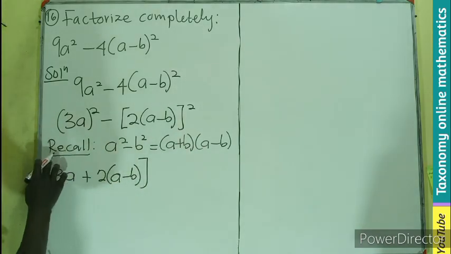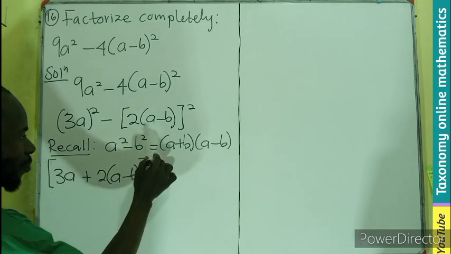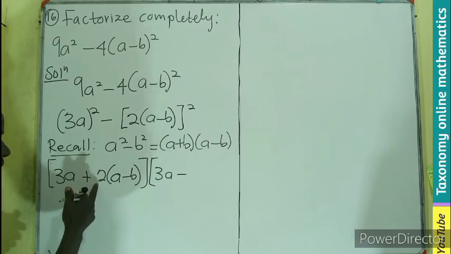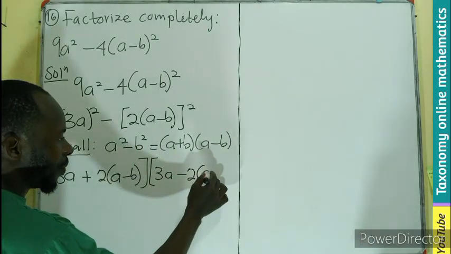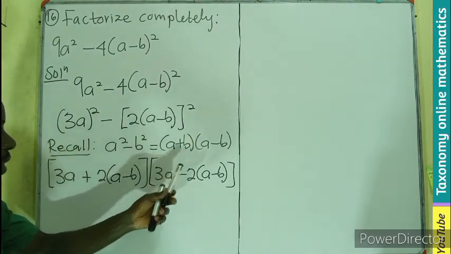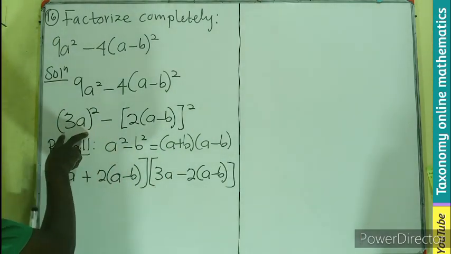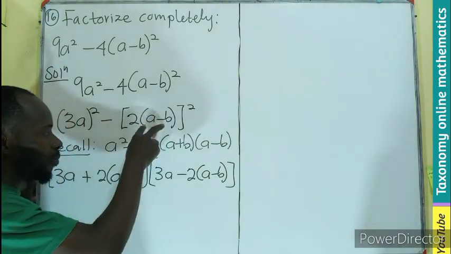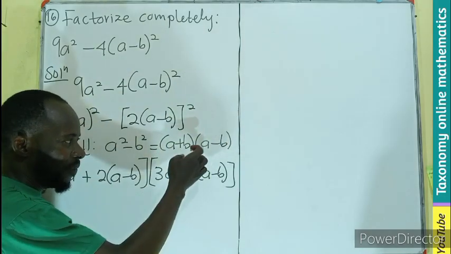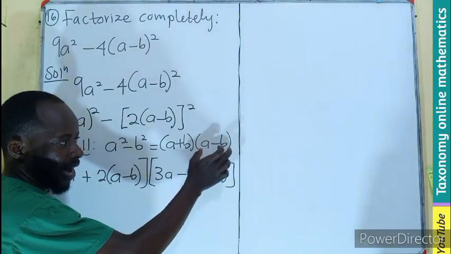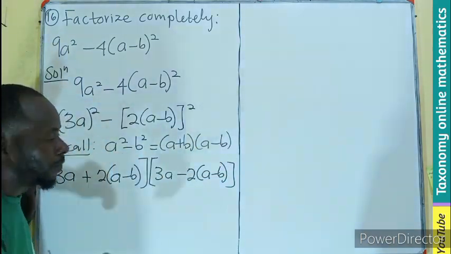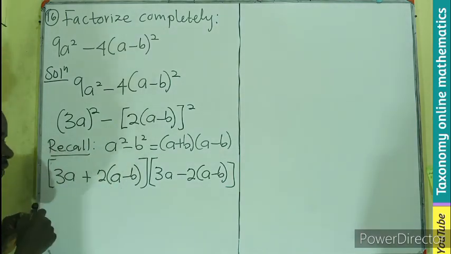Then multiply by 3a minus the second term. So that is the difference of two squares that we can apply here. The first term squared minus the second term squared. Simply put, first term plus second term in one bracket, multiplying first term minus the second term. Don't forget, a minus b could have come first before a plus b. It is the same thing. So now let's see if we can expand this bracket.